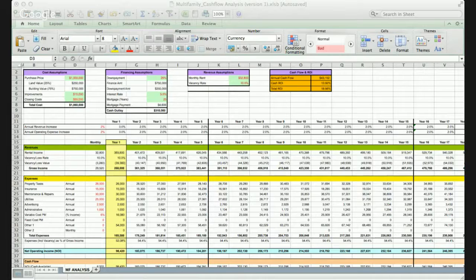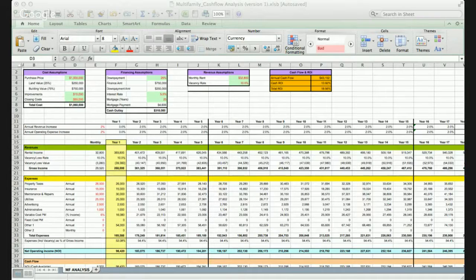So once that is done, cash at closing, I've got like a 3.5%. Again, your area might not be 3.5%. It could be 4%. It could be 5%. It really depends. This is a very basic cash flow analysis spreadsheet.